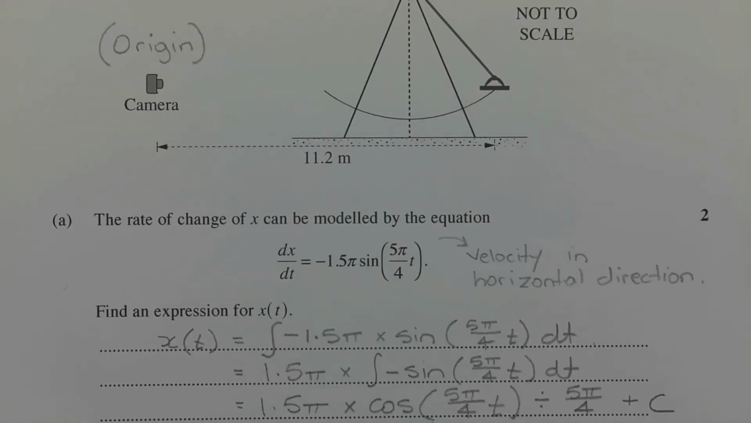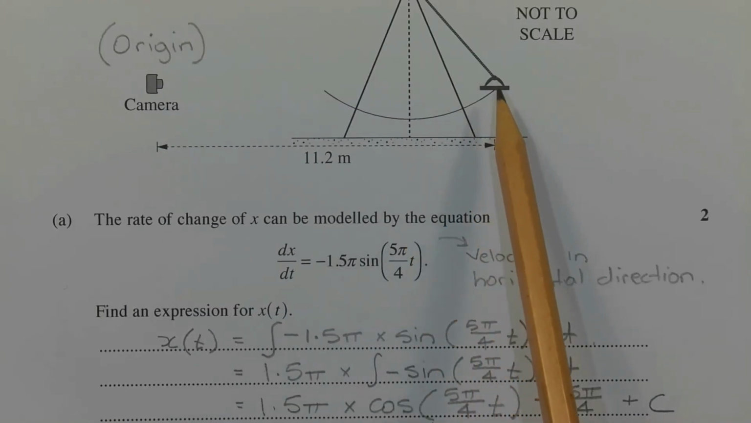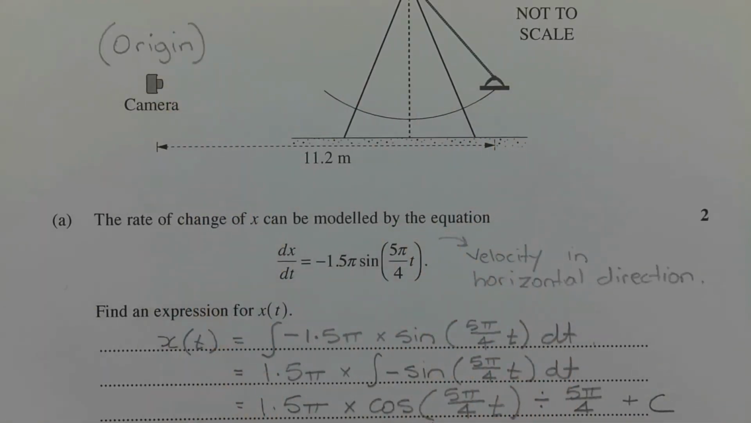The question is asking for an expression for x of t, which represents the horizontal displacement of the swing from the camera at time t seconds. Now what's given is an expression for dx/dt, which represents the velocity of the swing at time t seconds. So in order to get x of t, we need to find the antiderivative of dx/dt. In other words, the integral of negative 1.5 pi times sine of 5 pi over 4 times t.